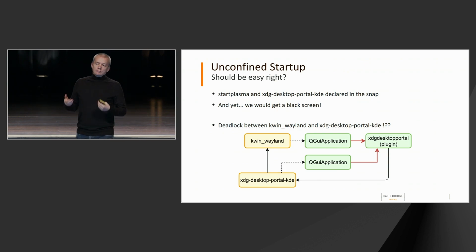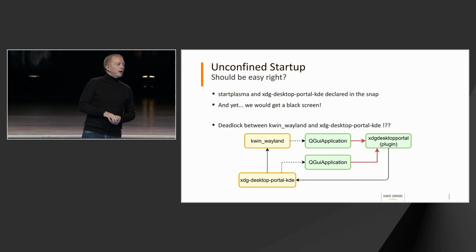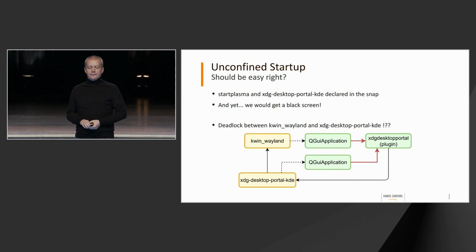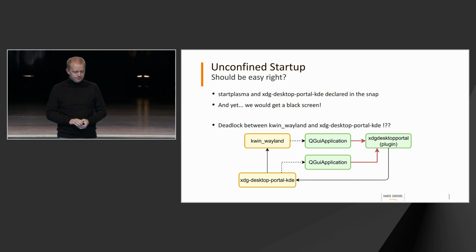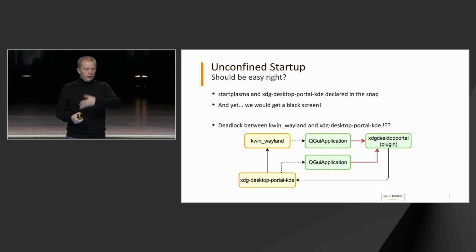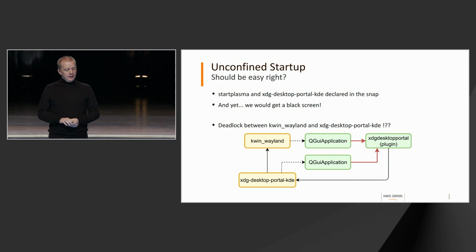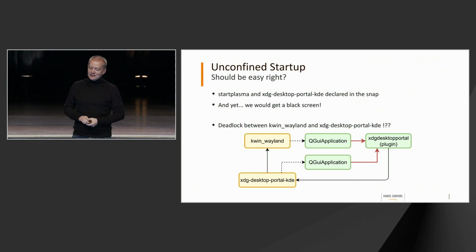So we set out to get started, make our first snaps, and to have first the session unconfined. That should be easy, right? It's just distributed as a snap, but we don't confine anything. We don't force anything with AppArmor. We declared two services in there, one application and one service. So we declared Start Plasma. We declared the XDG Desktop Portal KDE, so the implementation of KDE for the Desktop Portal protocol. And we fire that up. We expect things to work nicely, and then we get a very nice black screen.